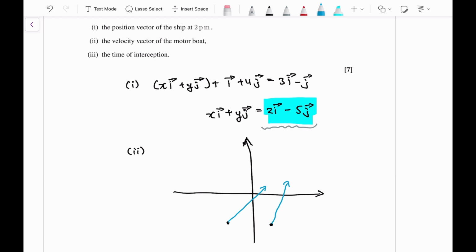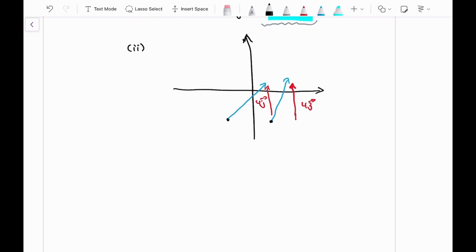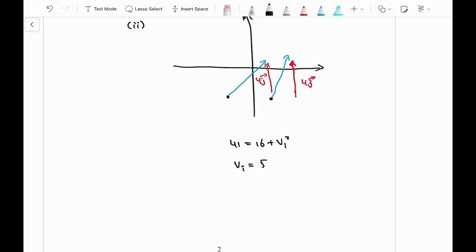However, what we know is that there is no acceleration in this question, it's all constant velocity. Therefore, there are vertical components. So let's say this is 4j. Then the vertical component of the boat must also be 4j in order for them to stay at the same vertical height and then eventually intersect in the i direction. The magnitude of the speed of the boat is the square root of 41, so we can use Pythagoras theorem. 41 is equal to 4 squared, which is 16, plus vi squared. So vi would be equal to the square root of 25, which is 5. Therefore the velocity vector will be 5i plus 4j. And this will be the answer to the second component of the question.